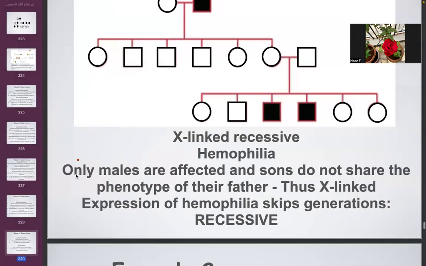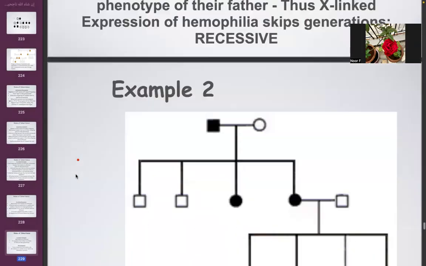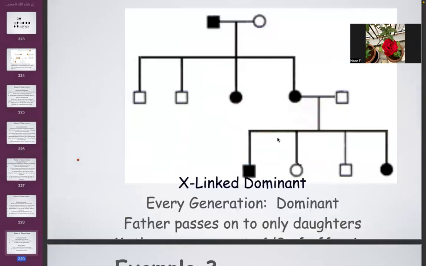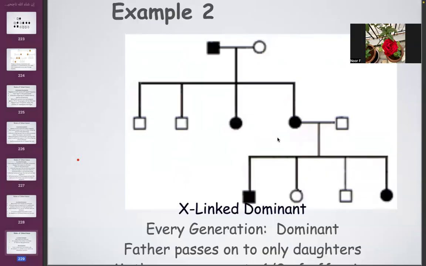Next example. Here, this is probably X-linked dominant. Why? You have to understand that the father is affected and the disease has been transmitted only to the daughters.